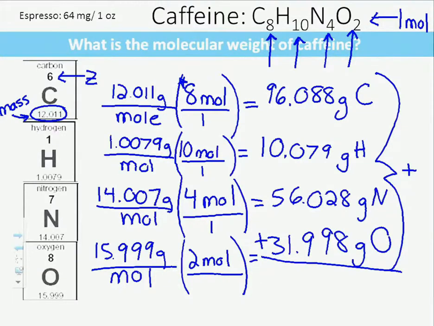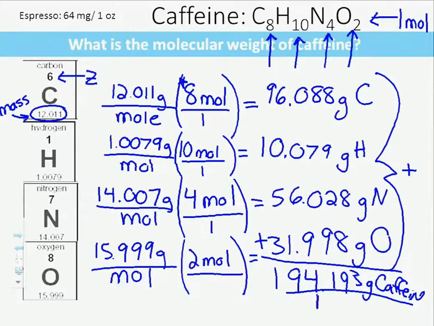So whenever you ask what is the molecular weight of a substance, you have to first figure out the structure of that substance. Then you look up the individual atomic masses. Those atomic masses then need to be multiplied by the number of moles of the atom in the compound, and then you add them all up. So let's add them all up for this compound. We got 31.998 plus 56.028 plus 10.079 plus 96.088. If I did that correctly, it should be 194.193, and that's grams of caffeine. Per how much though?